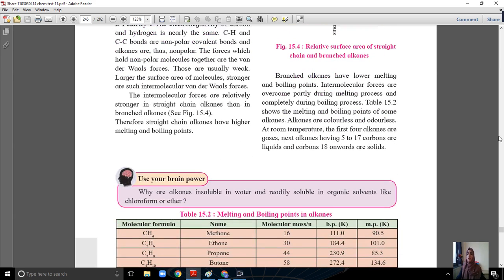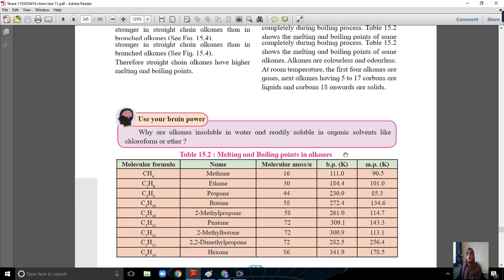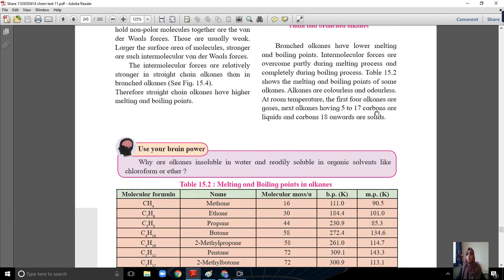Now another property. At room temperature, the first four alkanes are gaseous in nature. Methane, ethane, propane, butane are gases. Alkanes with 5 to 17 carbons are liquid at room temperature, and those with 18 carbons onwards are solid in nature.